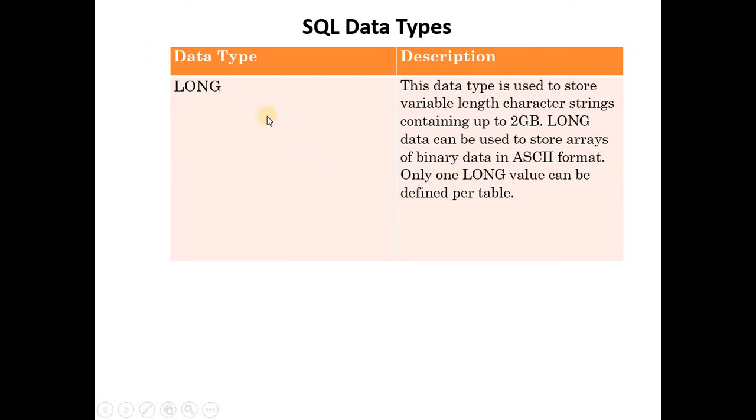Let's see long. This data type is used to store variable length character strings containing up to 2 GB. Thus, the long can be used to store an array of binary data in ASCII format. And note that only one long value can be defined per table, not more than that. Only one value per table.